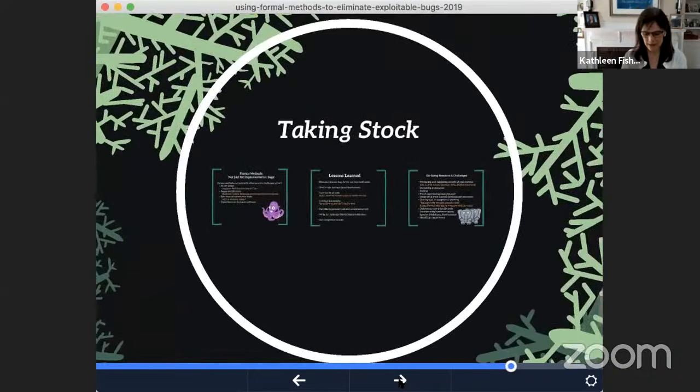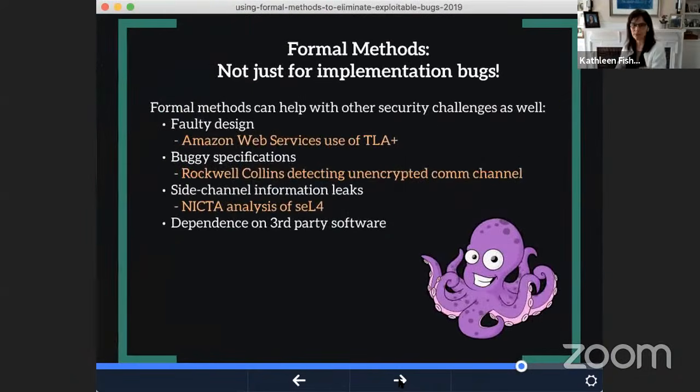Okay, so taking stock, where are we? I've been talking about how formal methods can be used to find and identify implementation bugs and make implementations that are much higher quality and therefore much less likely to be hacked. Formal methods are not just good for fixing implementation bugs. There are other parts of that stack of things that the security-minded developer has to worry about.